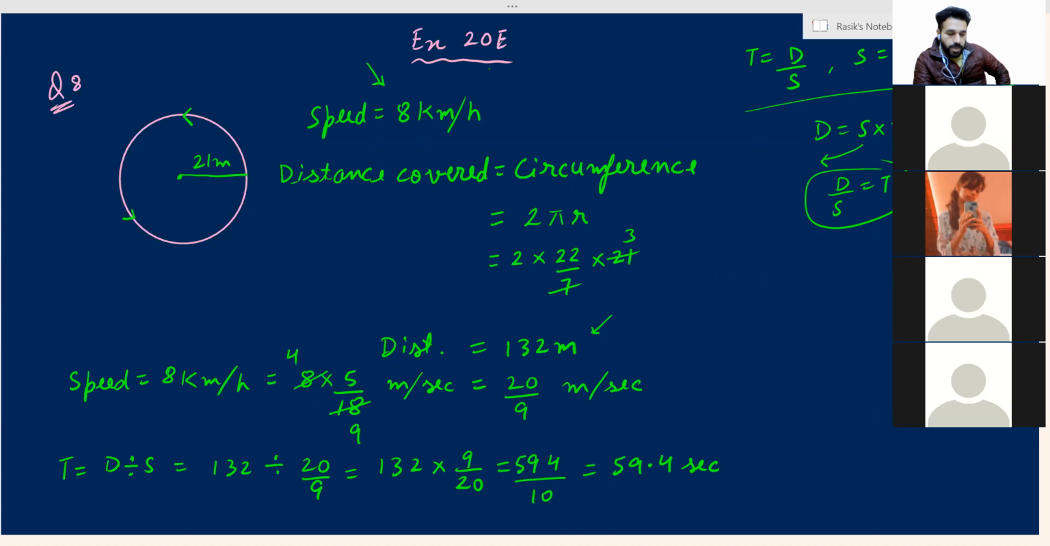Have you done numericals like this based on speed, time, and distance in science? No, sir. We have just learned this formula. We should do the numericals also.